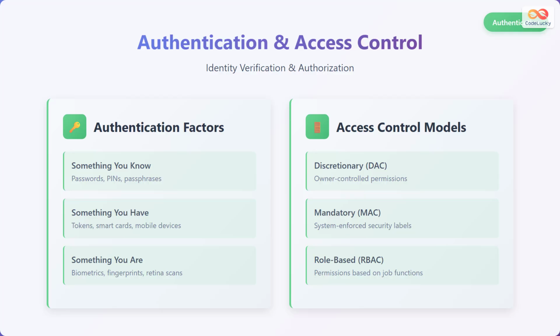Discretionary access control, or DAC, allows resource owners to control who can access their resources, providing flexibility but potentially inconsistent security policies. Mandatory access control, or MAC, uses system-enforced security labels and classifications to control access based on predetermined rules, providing high security but reduced flexibility. Role-based access control, or RBAC, assigns permissions based on job functions and organizational roles, simplifying administration while ensuring users receive appropriate access levels for their responsibilities.